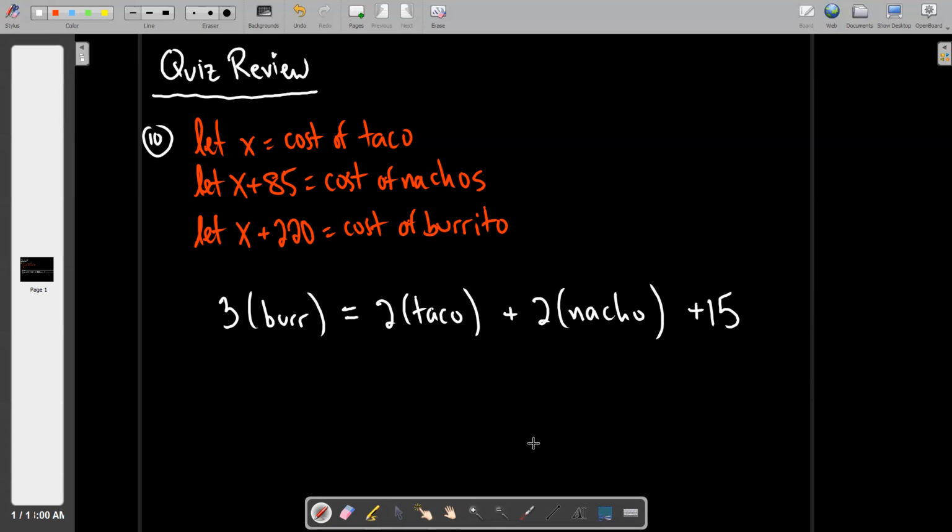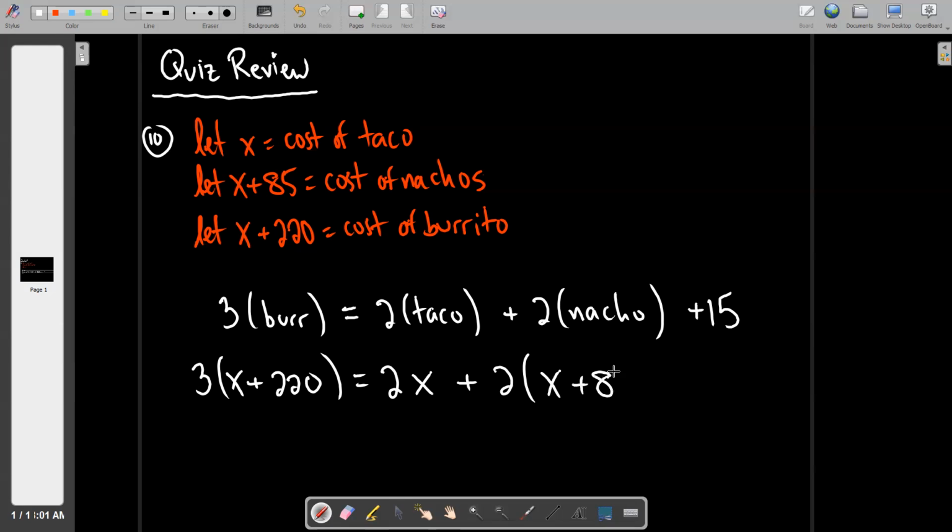Okay. So now it's time to put the mathy stuff in. Where it says burritos, we're going to put the X plus 220 that you came up with. So we have 3 packs of X plus 220 cents equals 2 packs of just X plus 2 packs of X plus 85 cents plus 15 more cents. Yeah, it was only really that part.